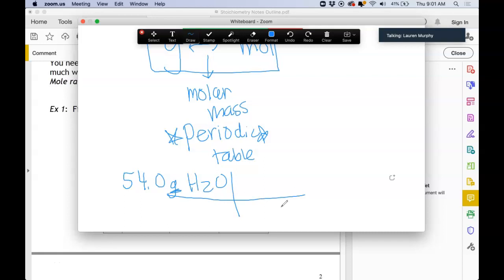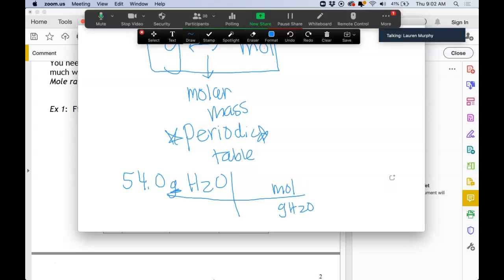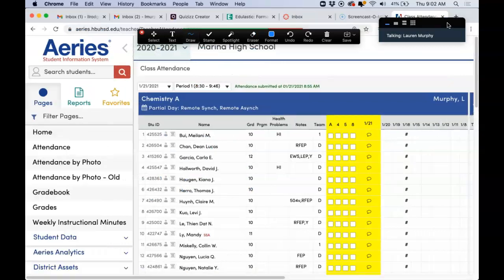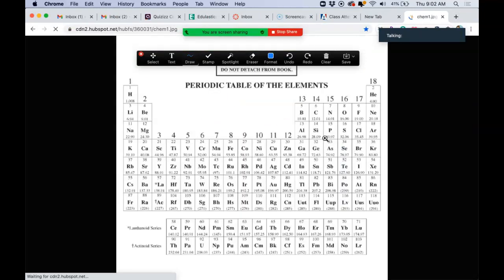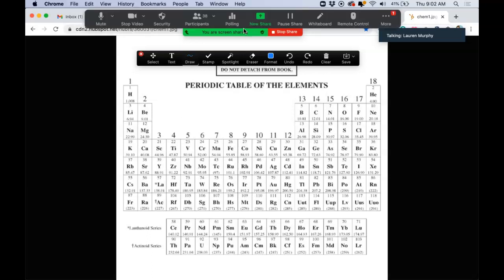Remember, the unit you don't want goes on the bottom, grams of water. And now, be careful. All of the numbers on our periodic table, so let's pull that up just really quick. Carbon is 12.01 grams per 1 mole. Nitrogen is 14.01 grams per 1 mole. Oxygen is 16 grams per 1 mole. All of these numbers on the periodic table, these molar masses, are per 1 mole. So do not forget that.